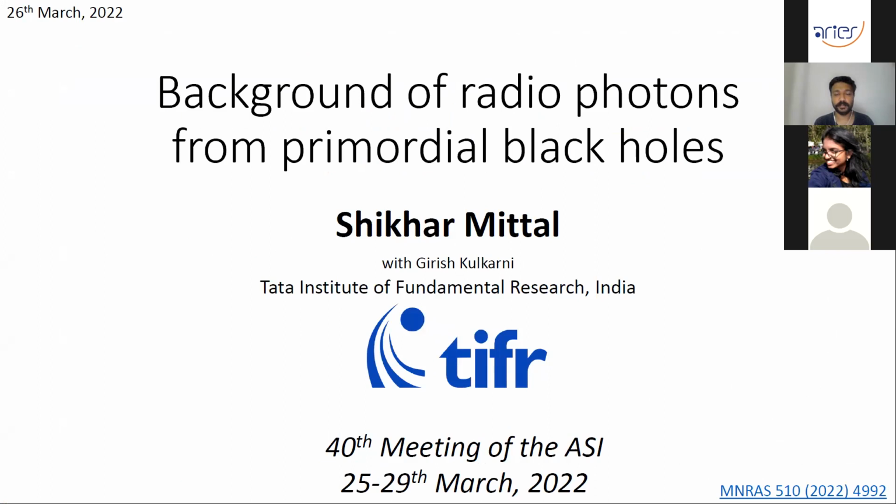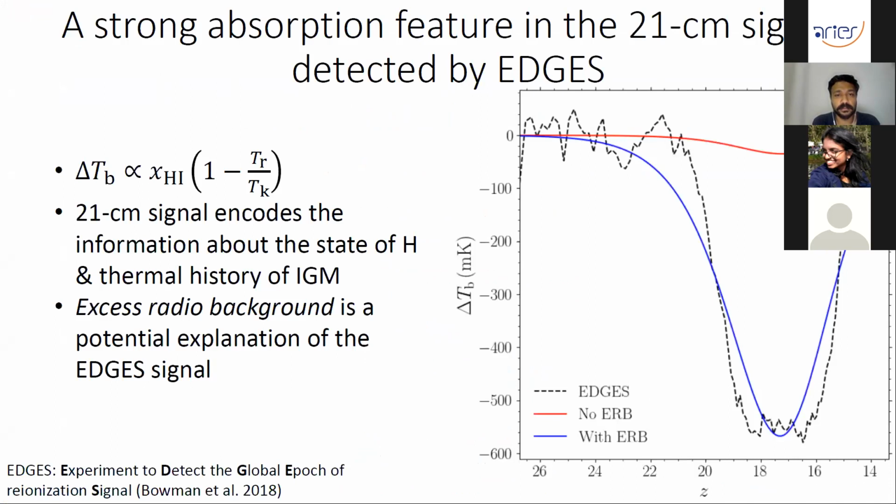So hi everyone, I'll be talking about my work on the background of radio photons from primordial black holes. I'll first start by giving a motivation for this work. I'm sure many of you have heard about the EDGES measurement of the 21 centimeter signal in 2018, which was found to contain an absorption feature quite strong compared to what the standard models would predict. In this diagram, the red curve shows the standard prediction, and the black dashed line is the EDGES measurement. Clearly, there is a huge mismatch between observation and theory.